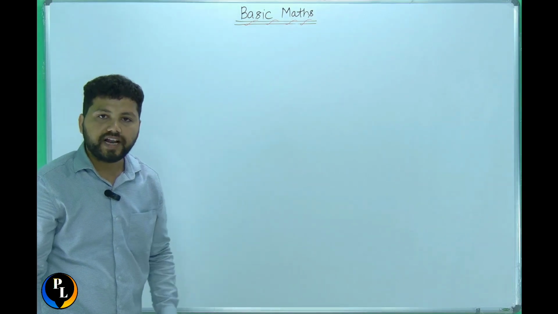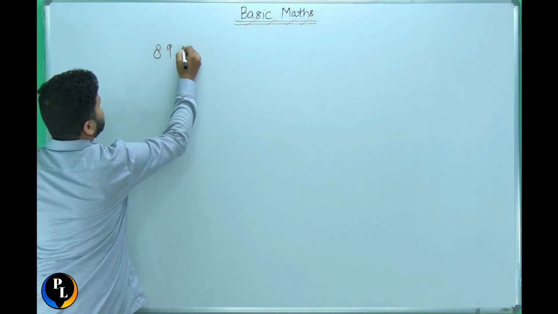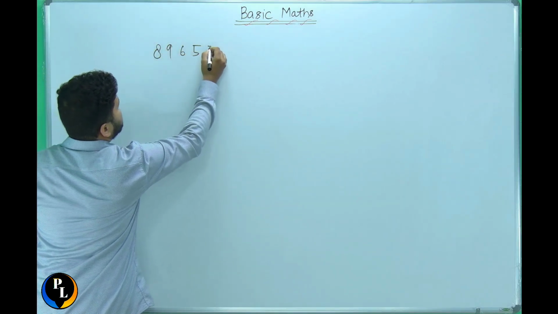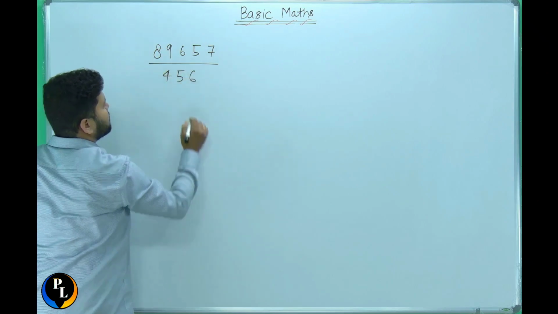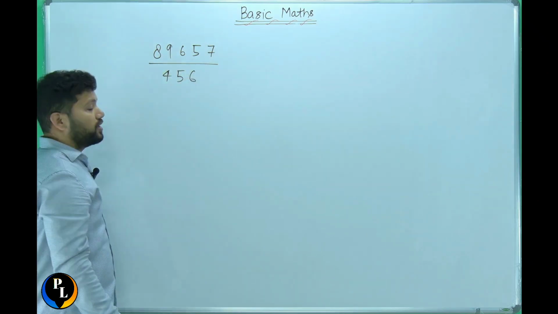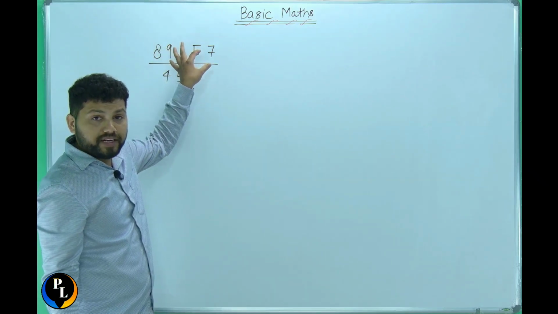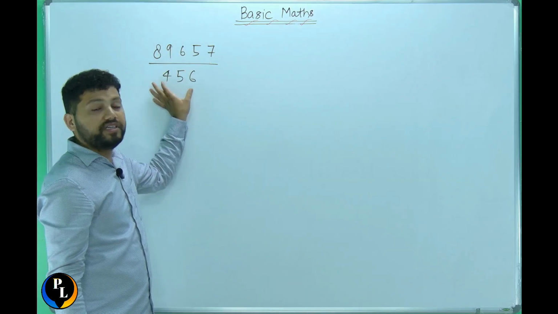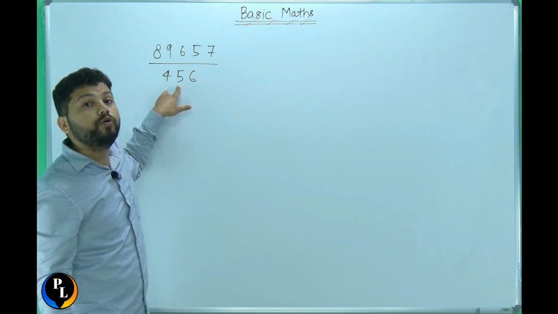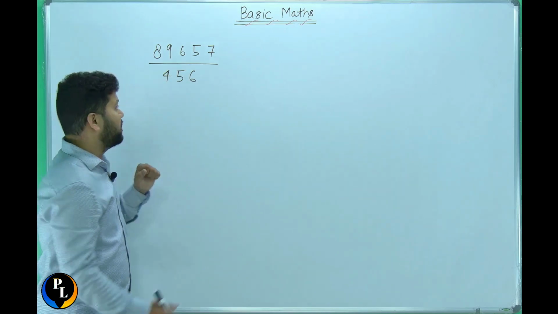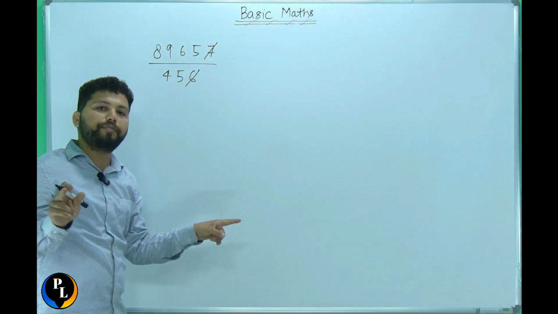Let's discuss the last question of the video. Suppose 89657 divided by 456. We have to solve this one. Again, the concept is: the number of digits in the numerator is much more than the number of digits in the denominator, and in the denominator we have to keep two digits. The rest we can cancel. So this 6 now cancels with 7. No problem. Our answer will be approximately the same.